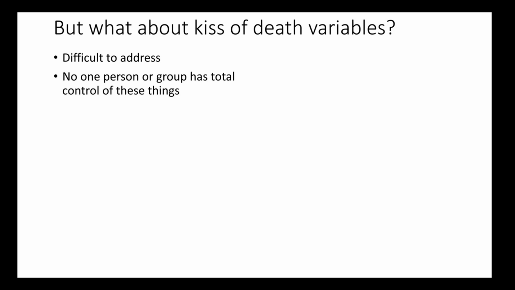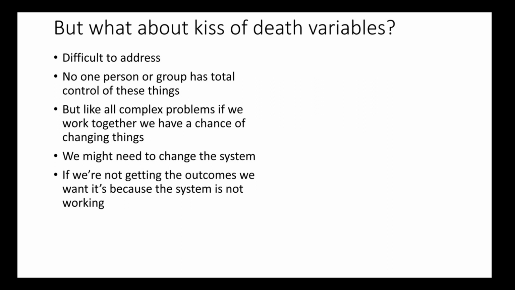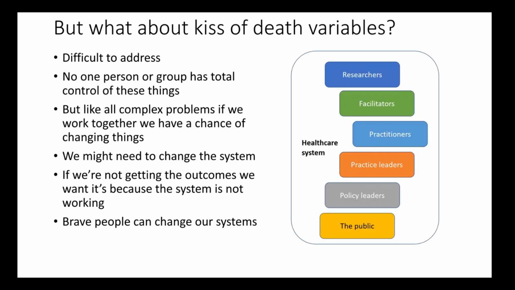There are huge problems in the world, like climate change, some people might argue, and like obesity or poverty, and implementation is a big one too. But we're never going to solve these if we all remain disconnected across these systems. We've got to work together if we want to have a chance of changing things. And we might need to change the systems, I think. If we're not getting the outcomes we want, it's because it's not working. So it does take brave people to do that. So all these people, ideally, we need to be working together, maybe using research approaches like community of practice and co-production, like true collaboration.